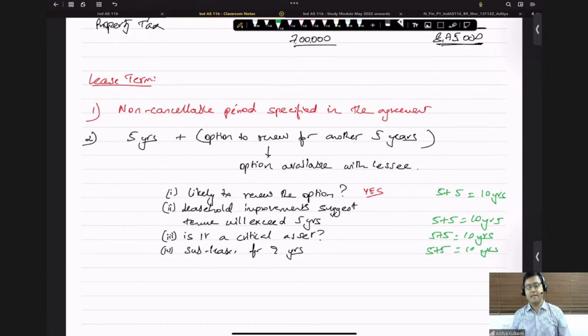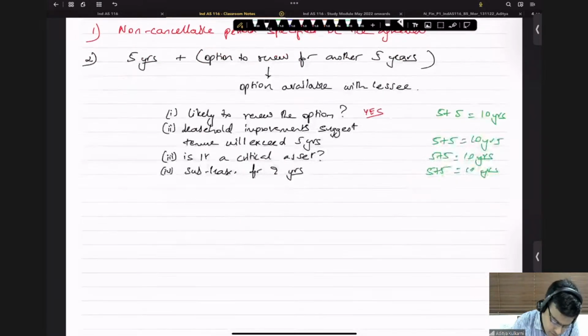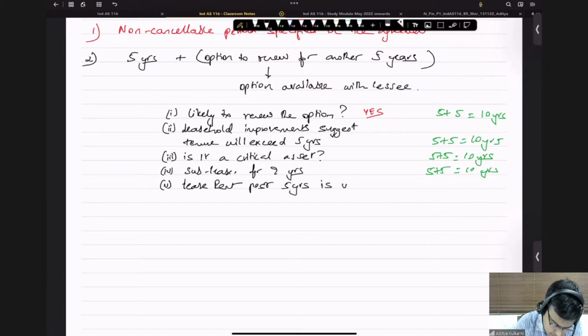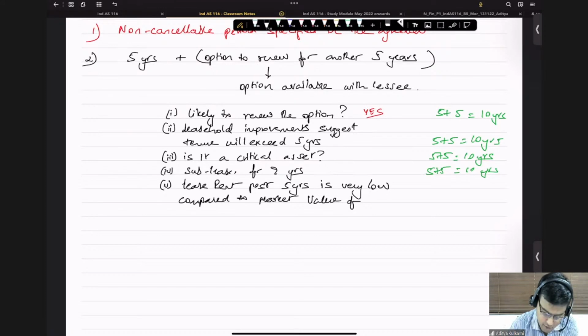Is it okay? Yes. Fifth case. Lease rent post 5 years is very low compared to the market value of rent at such time. Is it okay?